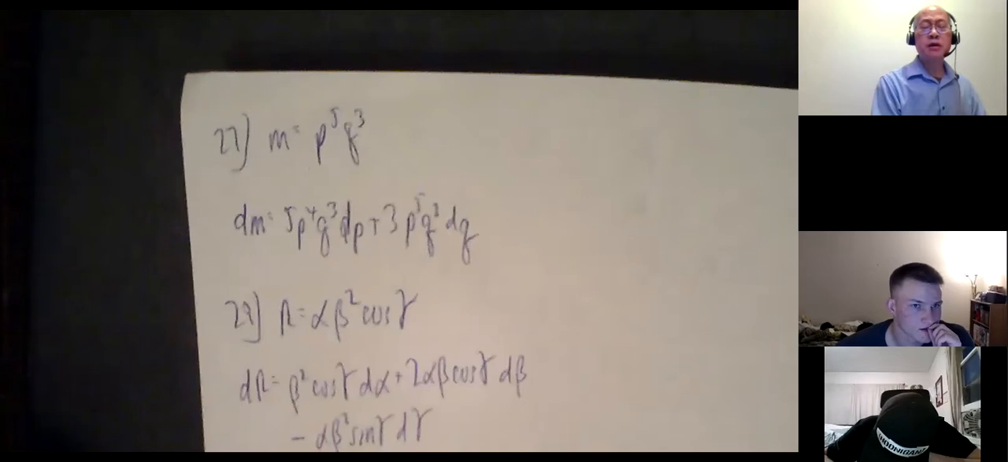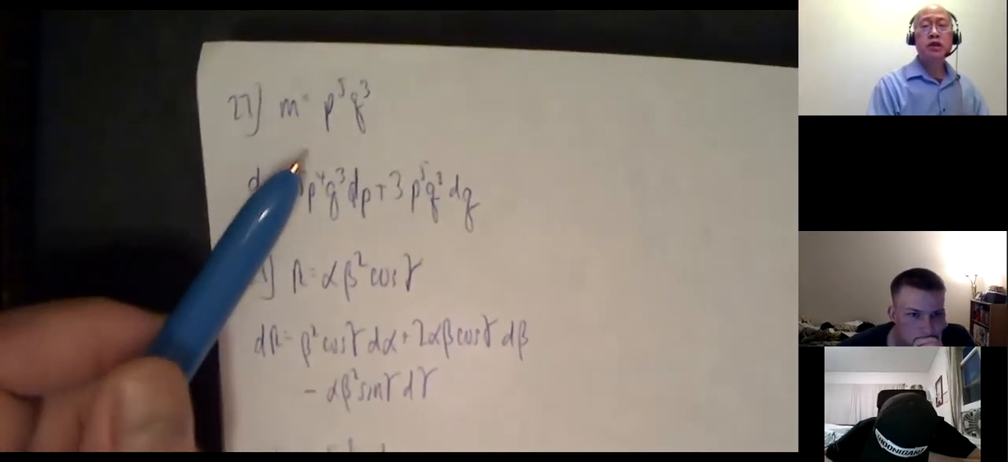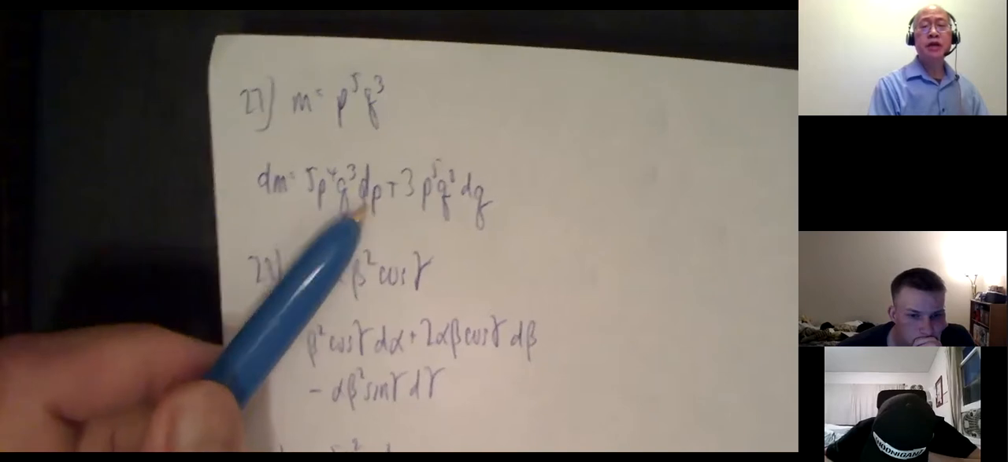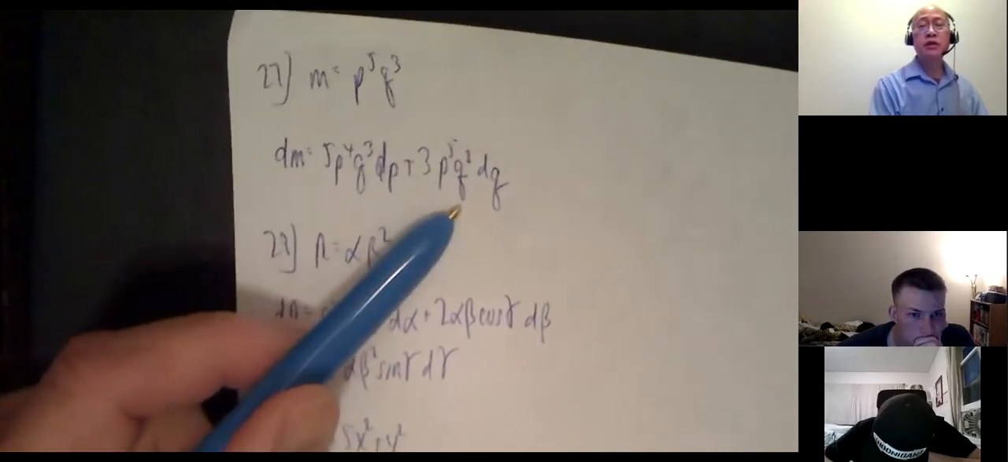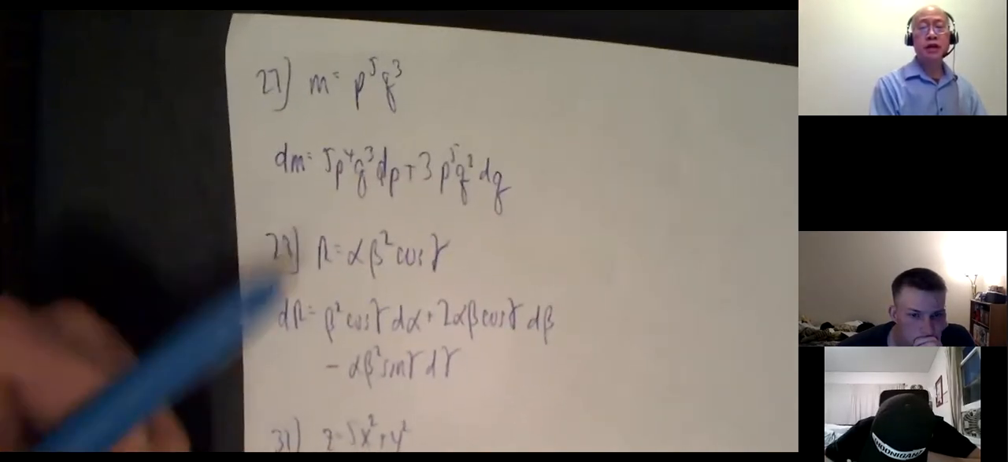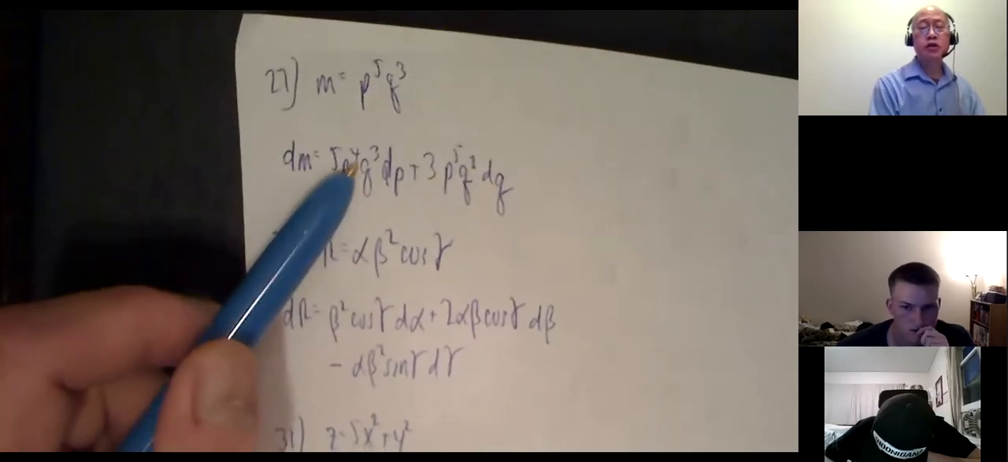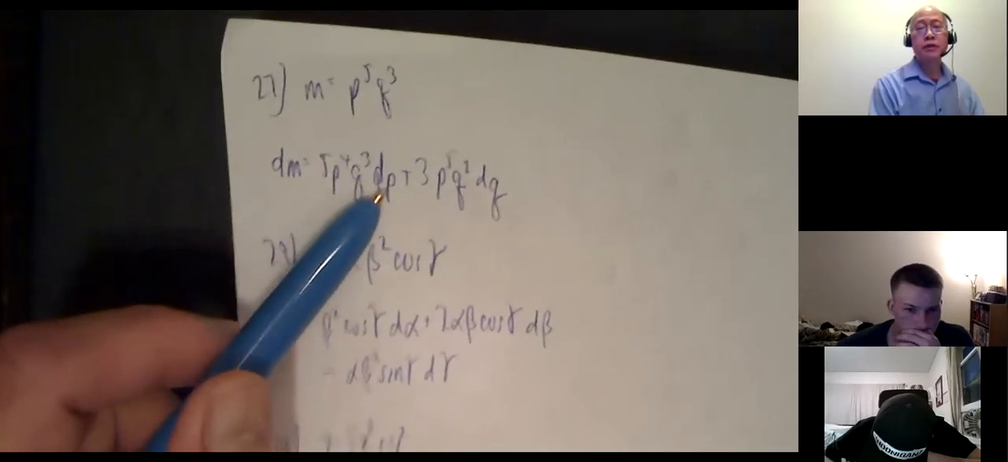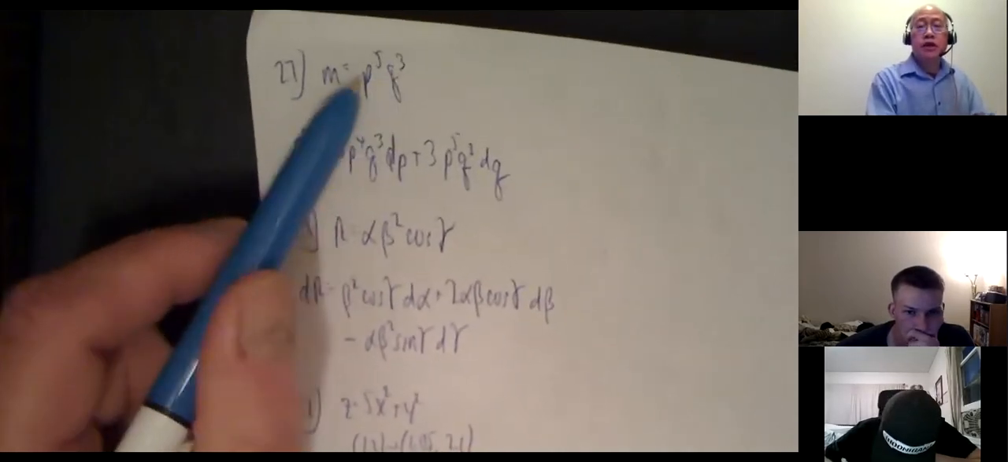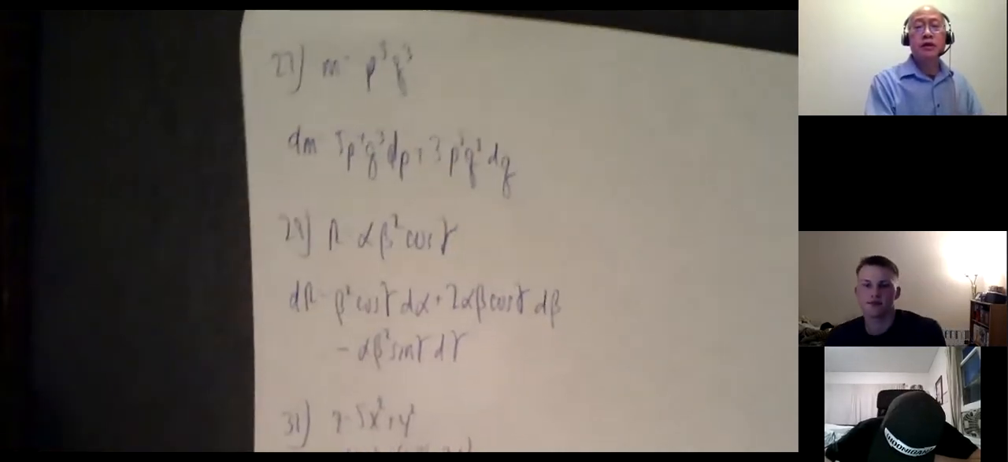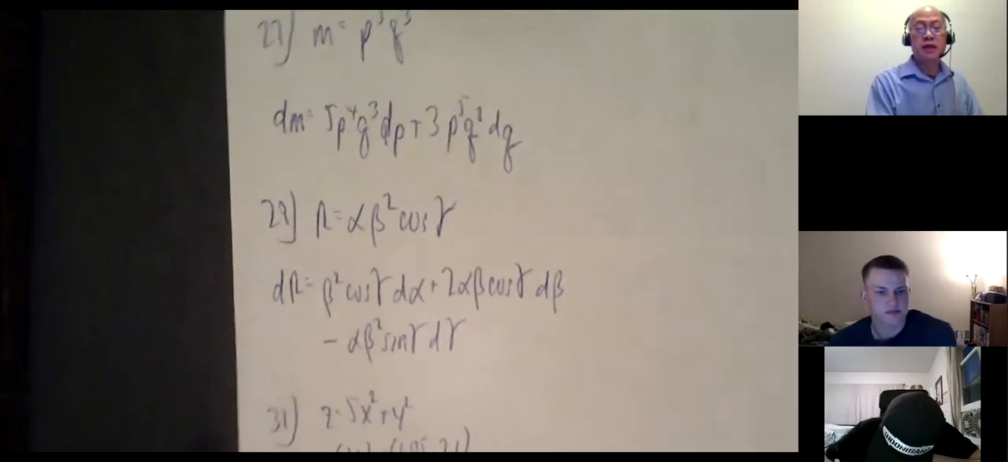Okay, so m equals p to the 5th q cubed. So dm is the partial with respect to p, dp, plus the partial with respect to q, dq. That's also dm: you differentiate with respect to p, 5p to the fourth q cubed dp, plus differentiate with respect to q, 3p to the fifth q squared dq. That's it. That's all they want you to do.